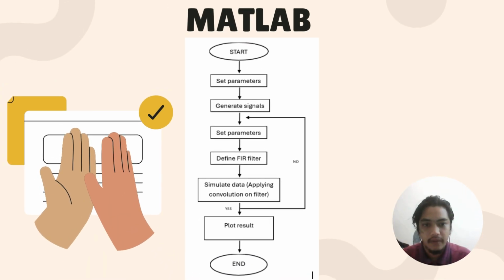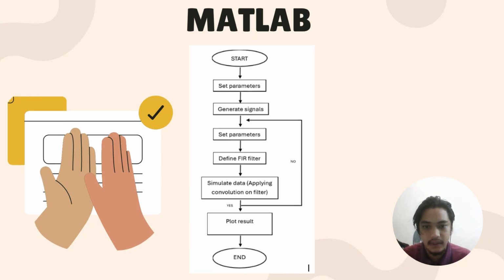So for the MATLAB flowchart, it starts with setting parameters to generate a signal, and then setting the parameters to define the FIR filter to simulate the data by applying convolution with the filter. The result will be displayed and it ends with the desired graph and result.